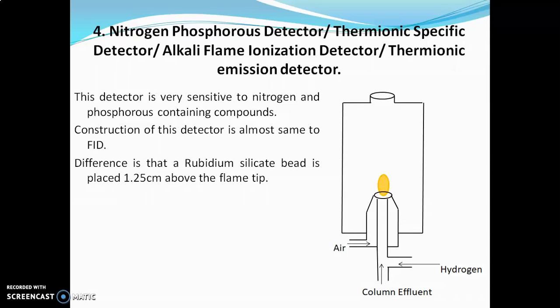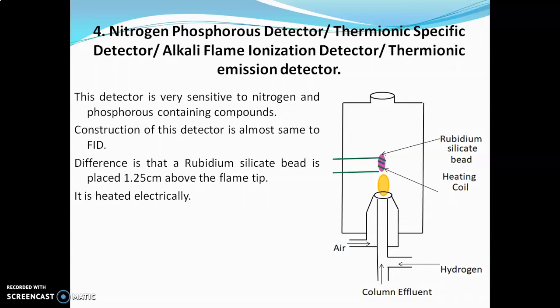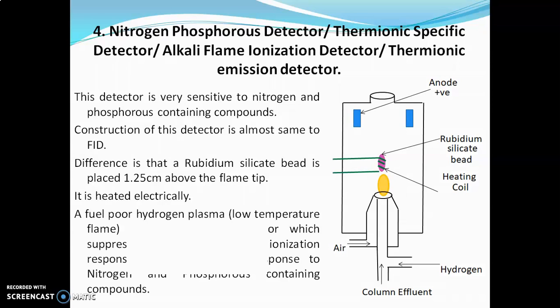The difference between flame ionization detector and nitrogen phosphorus detector is that a rubidium silicate bead is placed 1.25 cm above the flame tip. This is the rubidium silicate bead which is present above the flame tip. This bead is electrically heated. Now this rubidium silicate bead is present in a heating coil and it is heated electrically. Two electrodes are present. One is a collector electrode.